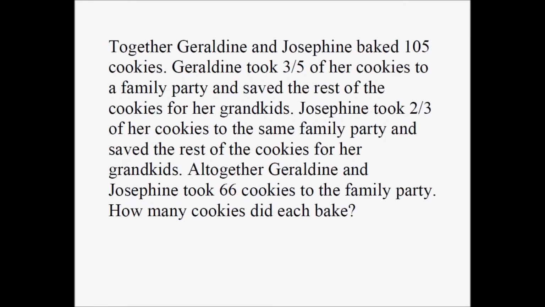Together, Geraldine and Josephine baked 105 cookies. Geraldine took 3/5 of her cookies to a family party and saved the rest of the cookies for her grandkids. Josephine took 2/3 of her cookies to the same family party and saved the rest of the cookies for her grandkids. Altogether, Geraldine and Josephine took 66 cookies to the family party. How many cookies did each bake?